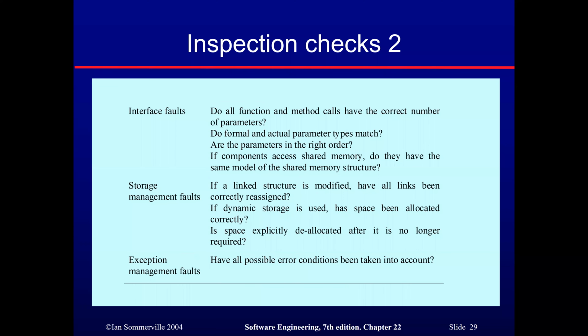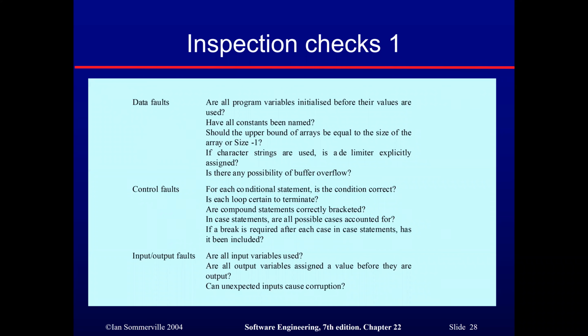Well, we see several types of faults here that should be on the inspection checklist. For example, data faults: are all program variables initialized before their values are used? Have all constants been named? Should the upper bound of arrays be equal to the size of the array or size minus 1? If character strings are used, is a delimiter explicitly assigned? Is there any possibility of buffer overflow? These are typical data faults.